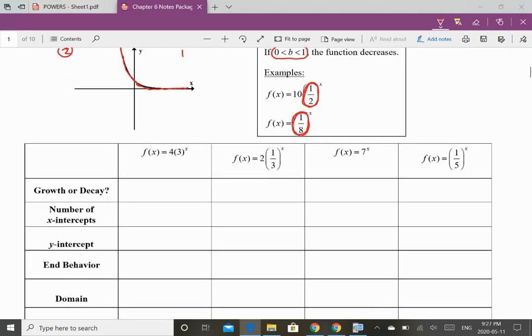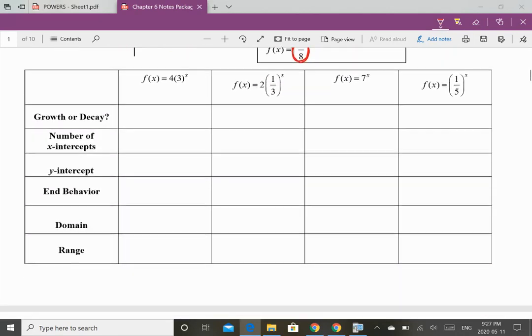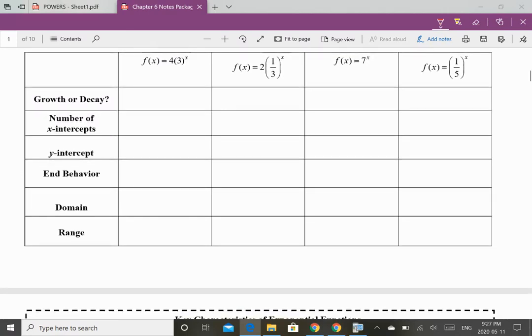Let's go ahead and have a look at this chart right here. We are given 4 different functions, and what we need to do is fill in the chart for each of these functions based on what we know, and we're also going to look at how to graph these on our calculators and get some answers that way. Some of these questions, though, we are going to be able to answer without our calculators, and that's where I want to start. We're going to start with growth or decay.